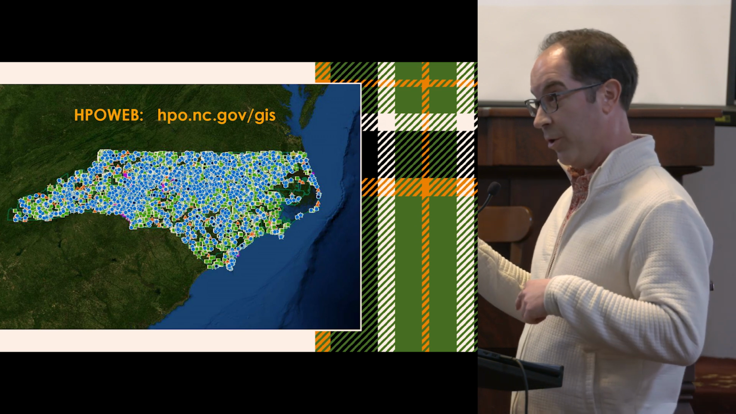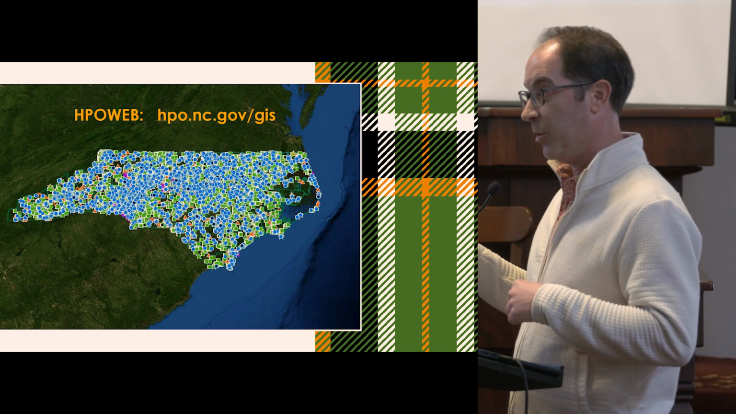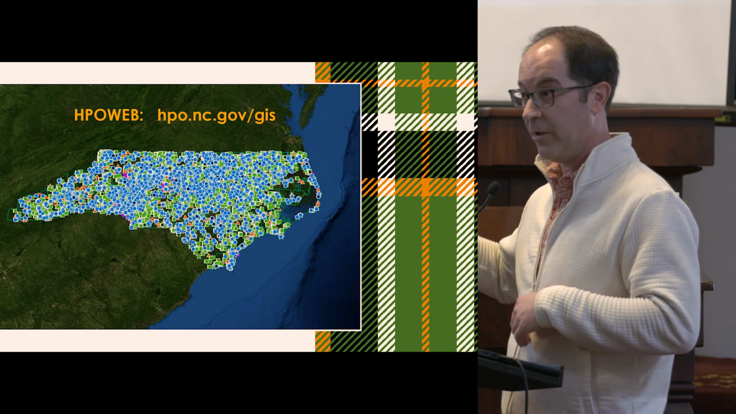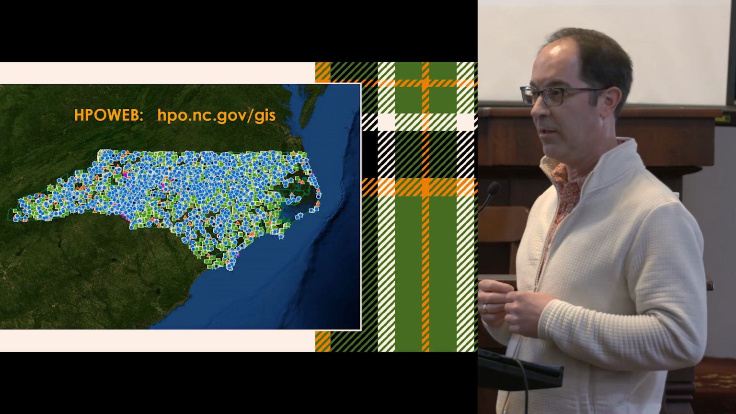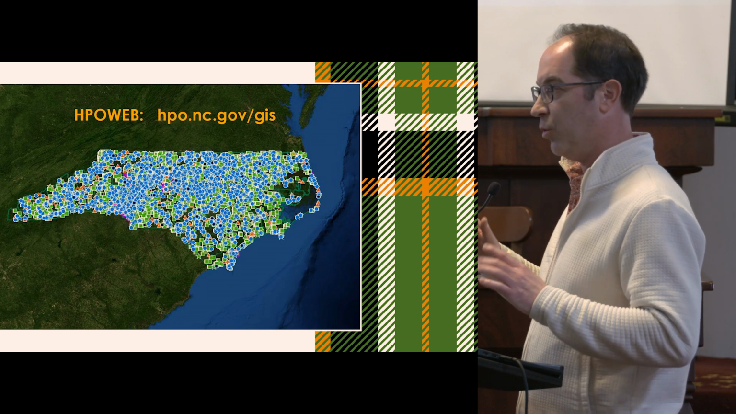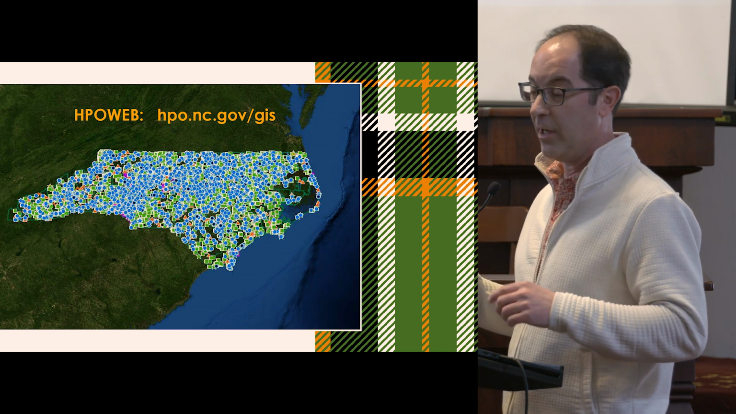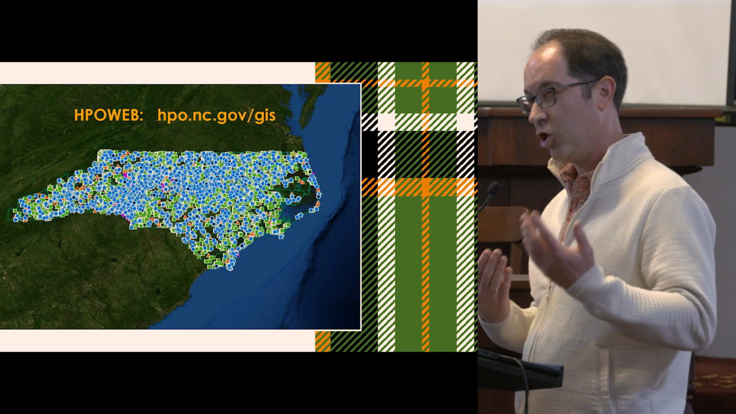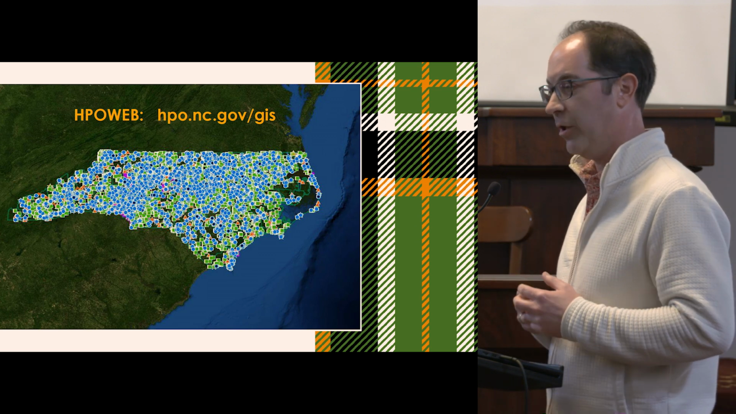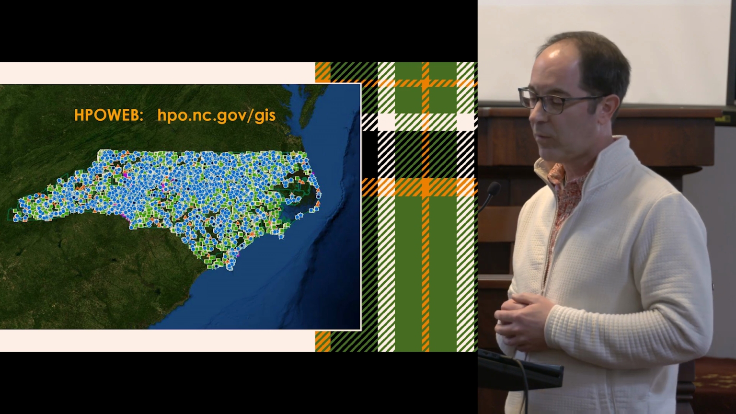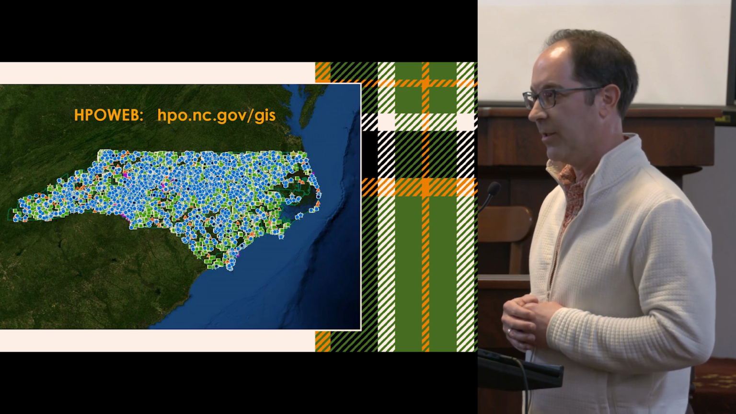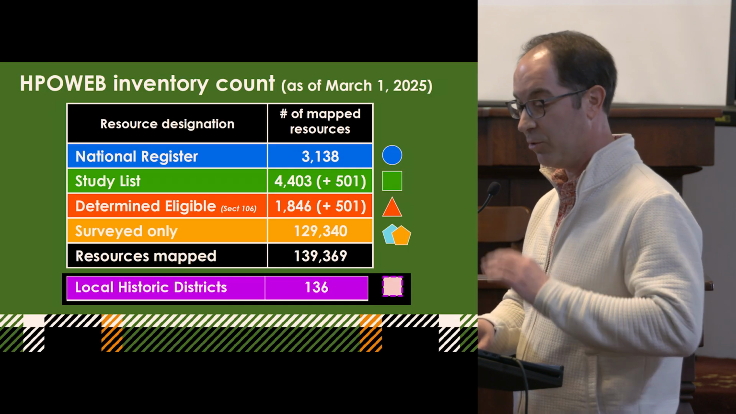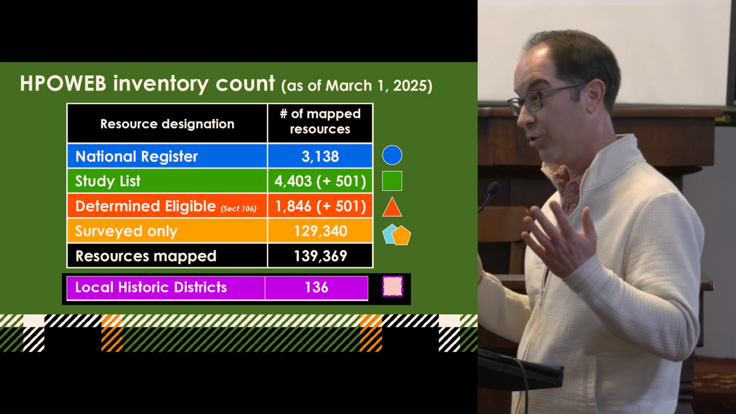So the website, if you don't know it, the easiest way to get to HPO Web is to go to our office website, hpo.nc.gov, and then just throw a /GIS at the end, and that will take you to what I call our gallery page. It has many, many versions of HPO Web. HPO Web is not just one website. There are variations for different audiences, and other maps and things that we have available, story maps and whatnot. So that's the easiest way to get there. That's what I try to remember.